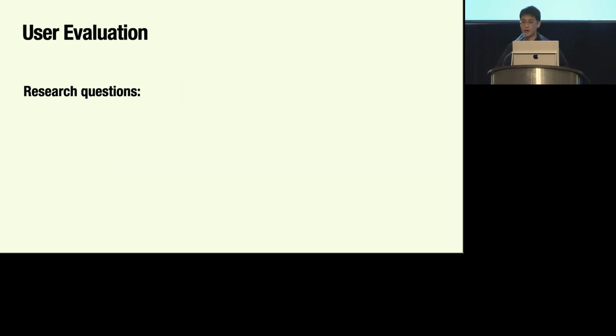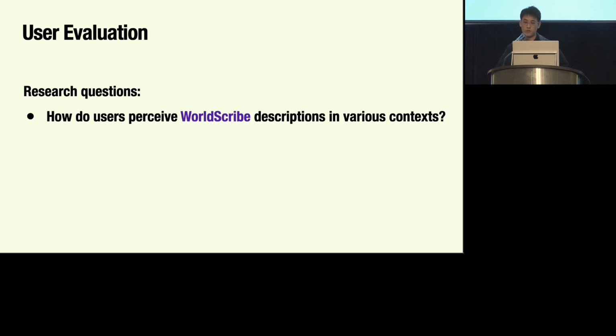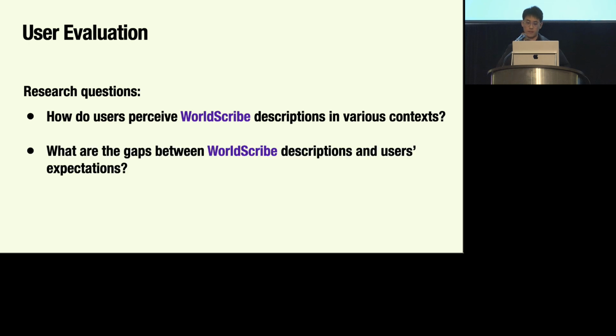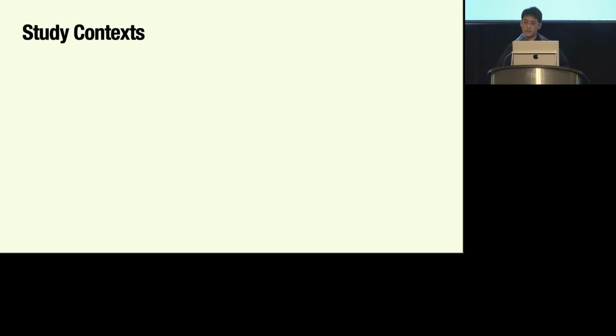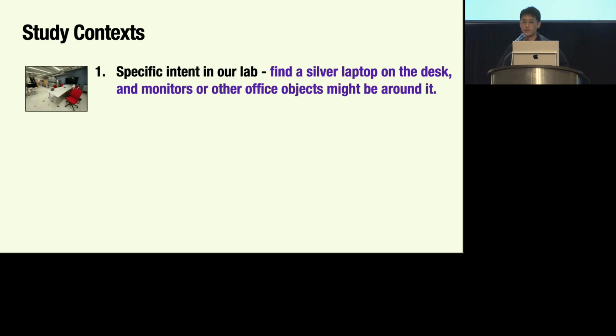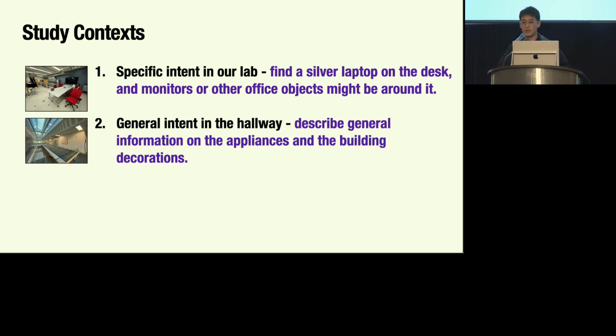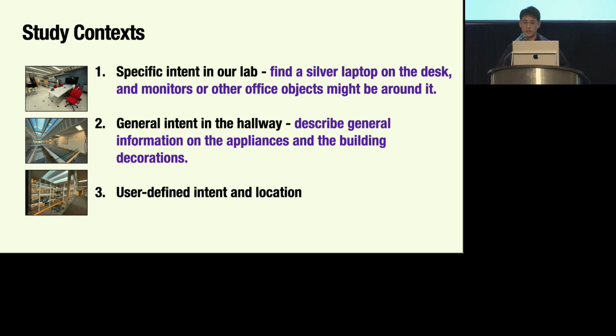We conducted a user evaluation with 6 blind people to understand how users perceive WorldScribe descriptions in various contexts, and what the gaps are between WorldScribe descriptions and users' expectations. We conducted the study in 3 different contexts: having a specific intent when exploring our lab, having general intent when exploring the hallway of our building, and lastly, the user defines their own intent and where to explore in our department building.